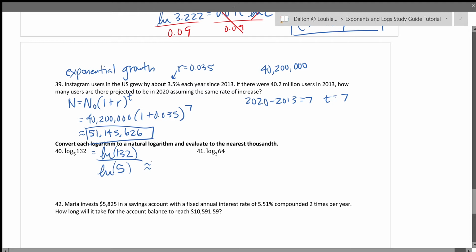This is approximately 3.0339. Number 41, log base 3 of 64. Converting that to natural logs would be the natural log of 64 divided by the natural log of 3, which is approximately 3.7856.